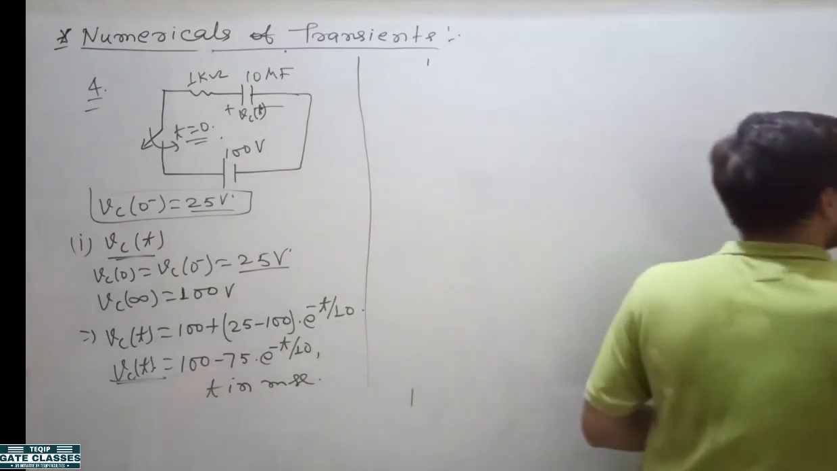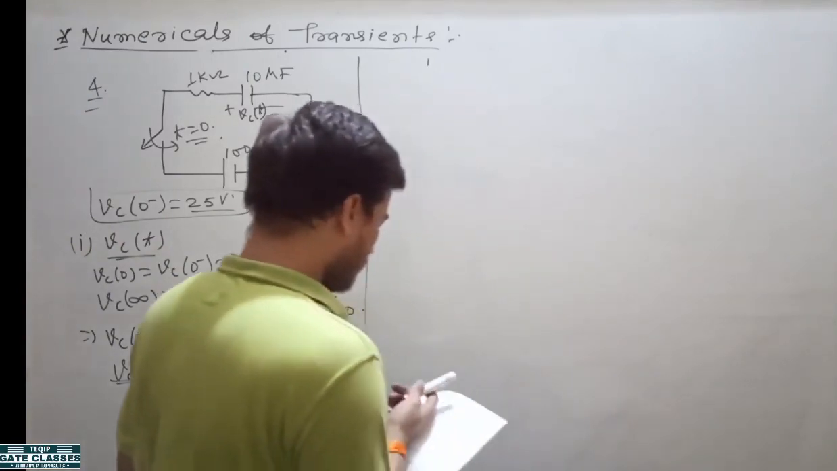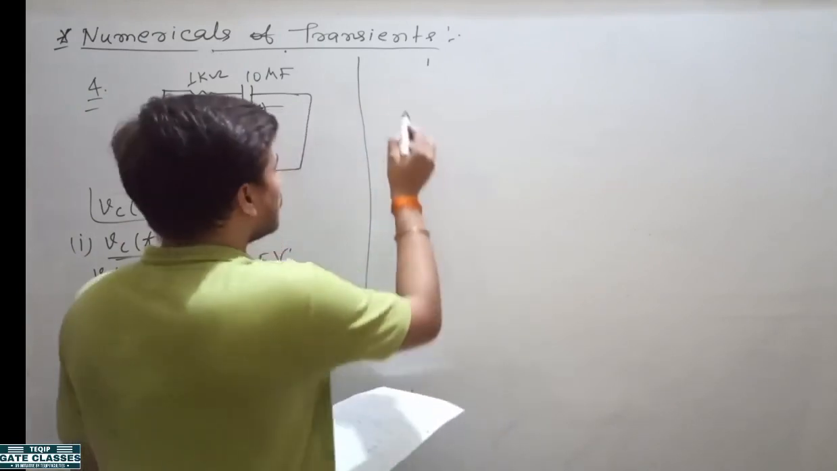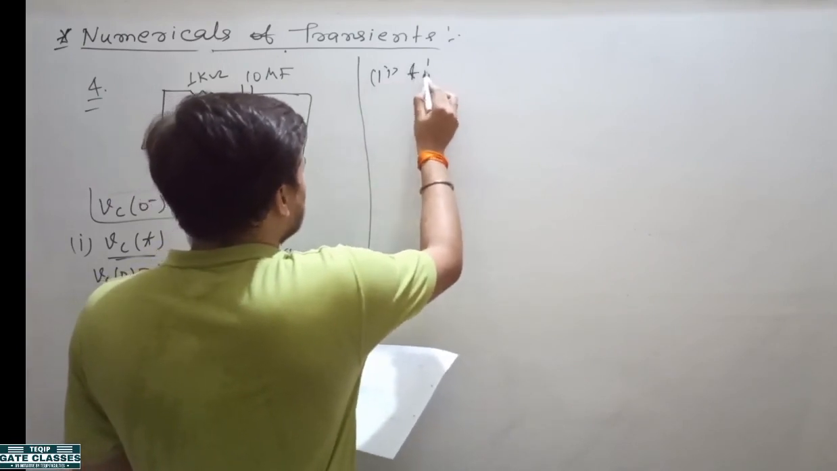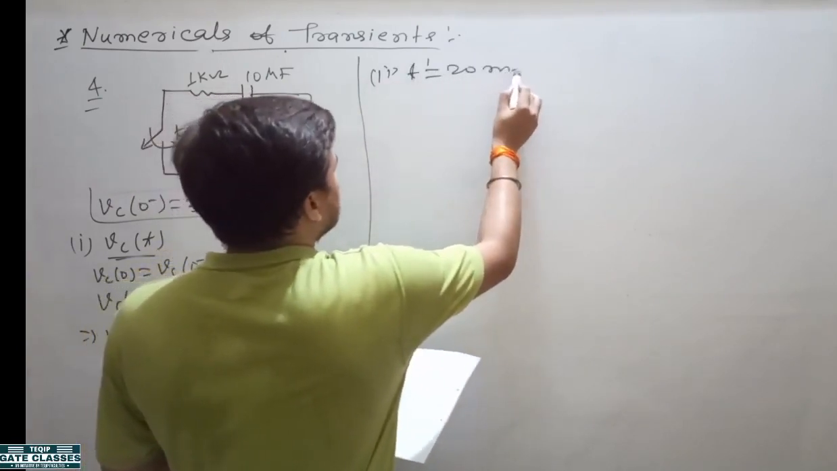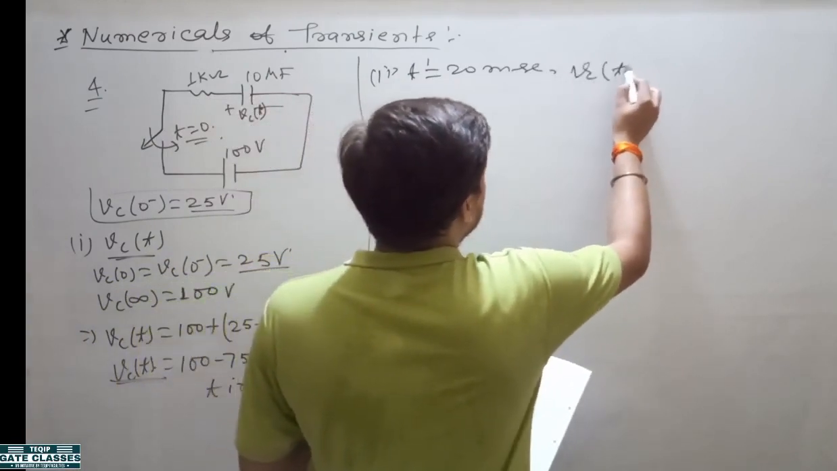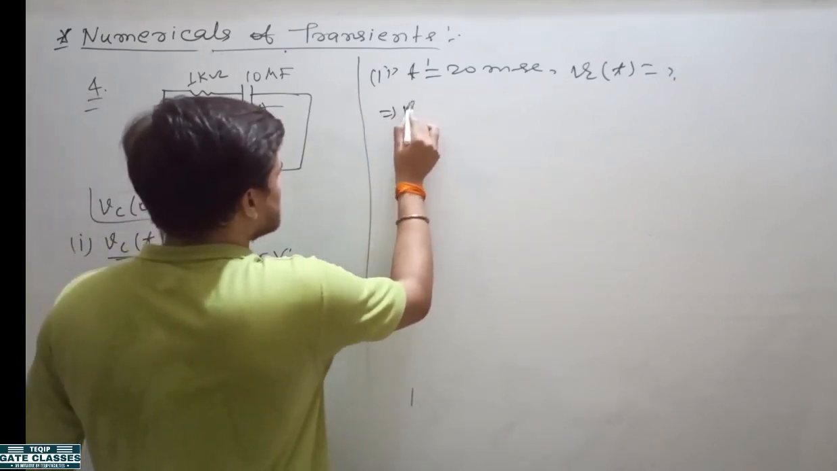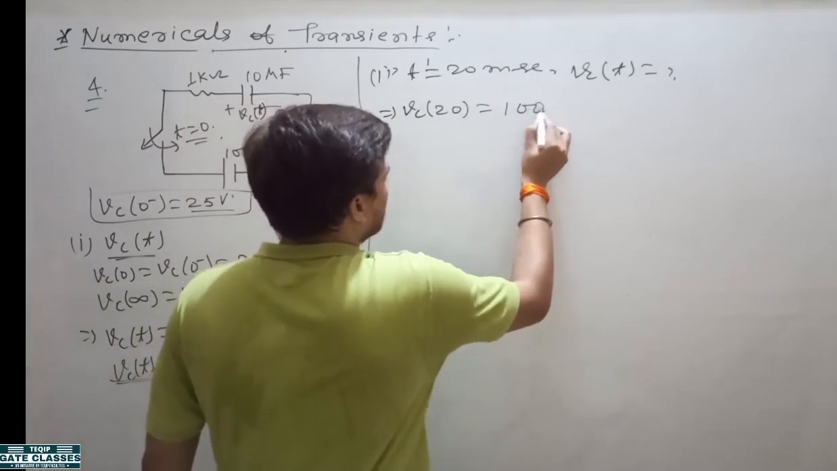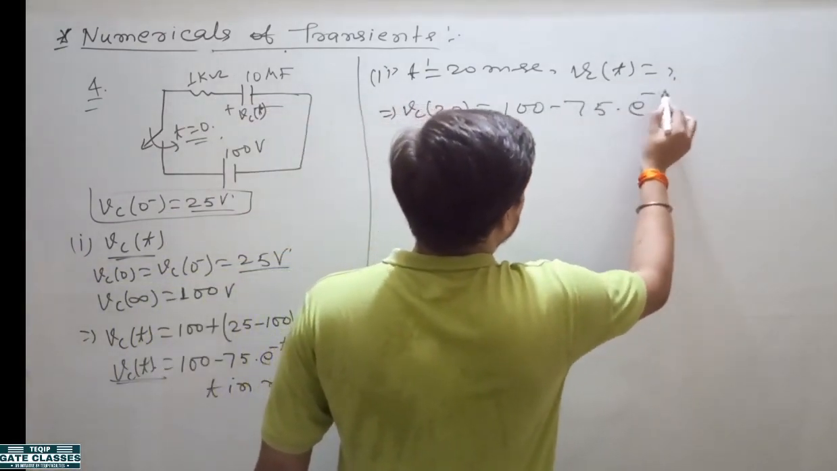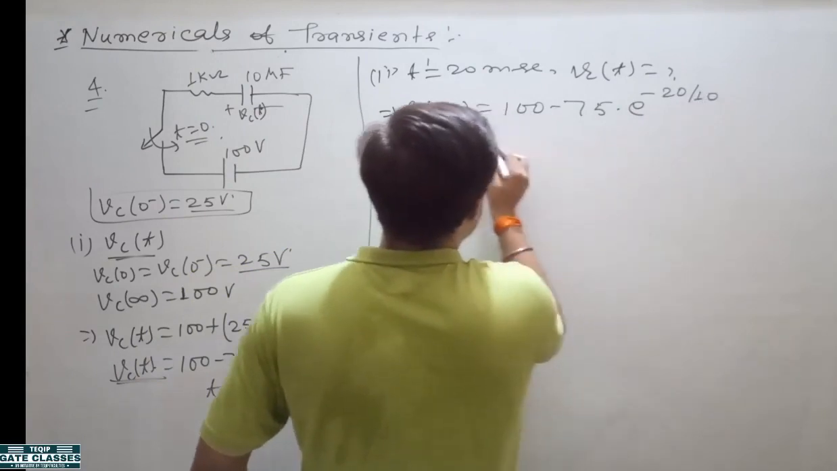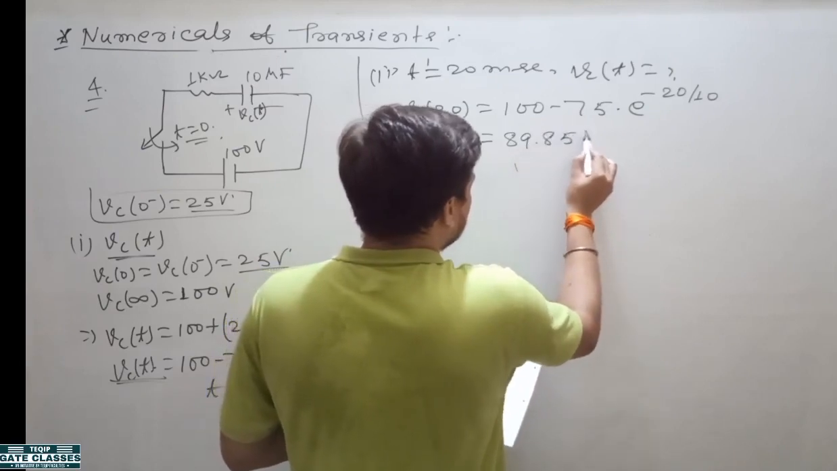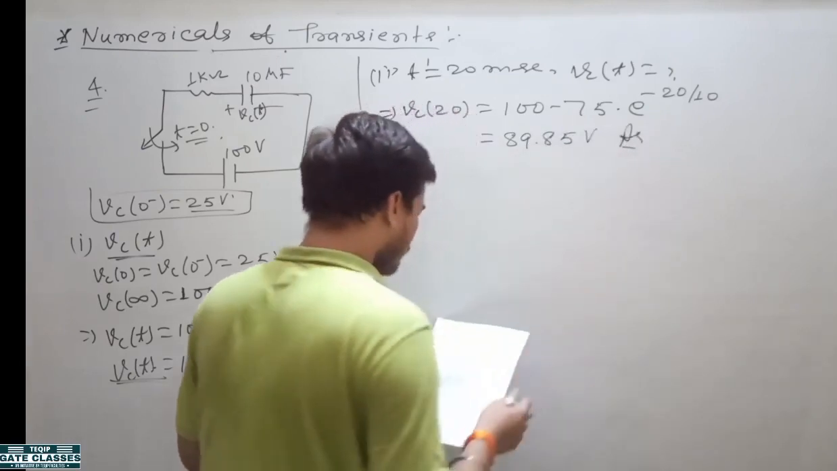Once you have the expression for voltage across the capacitor, come to the second question. Second question is you have to find VC(t) at t equal to 20 millisecond. So what will you do? We will put t equal to 20. So VC(20) will be equal to 100 minus 75 into e to the power minus 20 by 10. So from here it will be equal to 89.85 volt. 89.85 volt will be the answer.